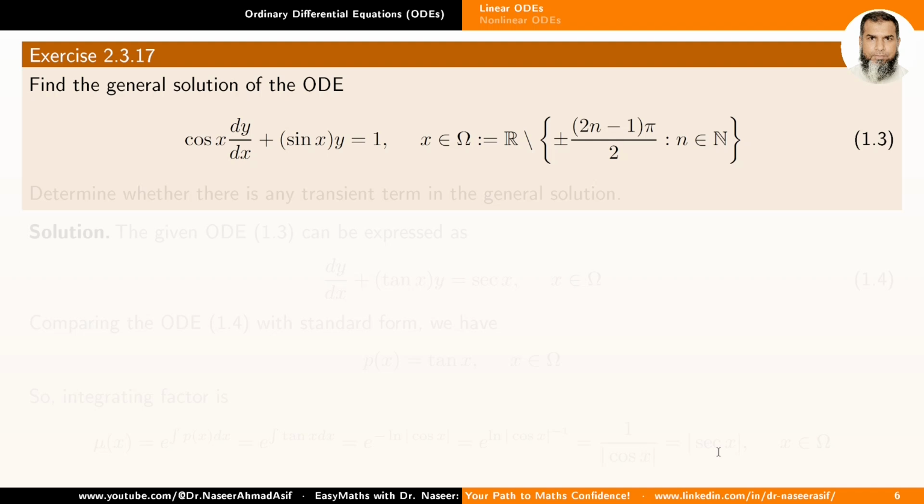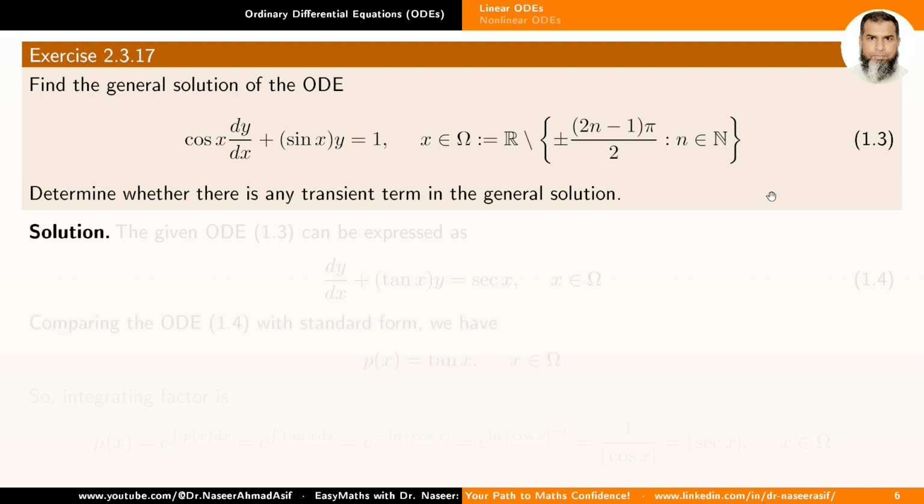Find the general solution of the ODE cosine x dy by dx plus sin x into y is equal to 1, where x belongs to omega and omega is equal to R other than plus minus (2n minus 1) pi by 2, where n belongs to N. Determine whether there is any transient term in the general solution.